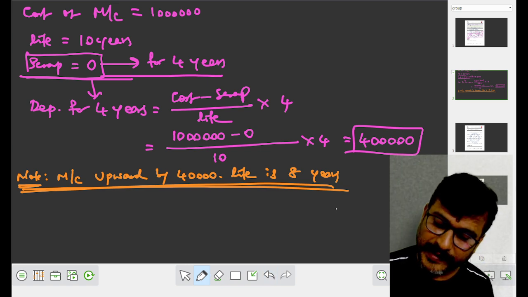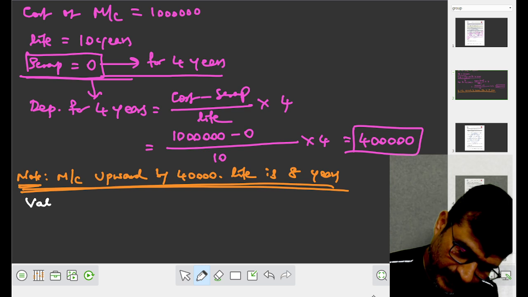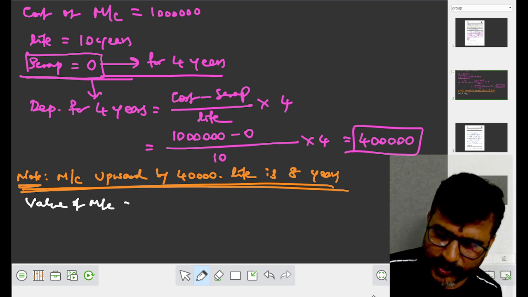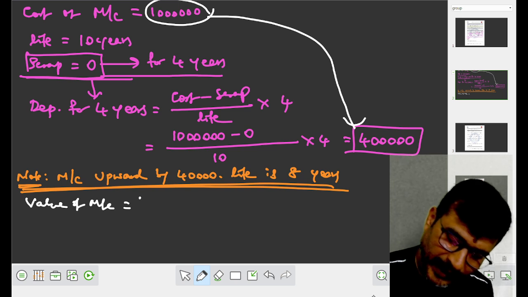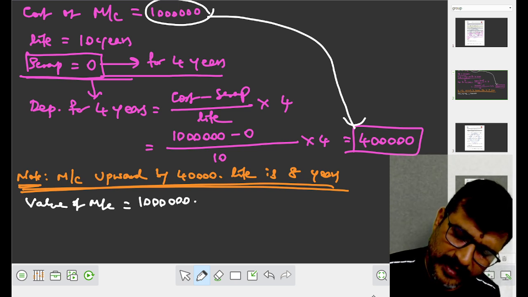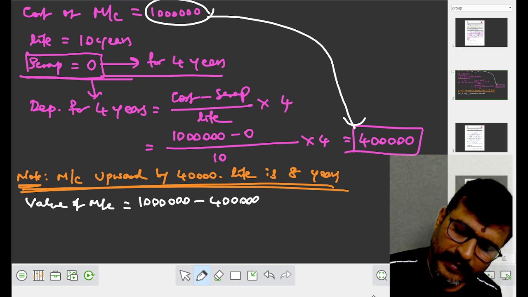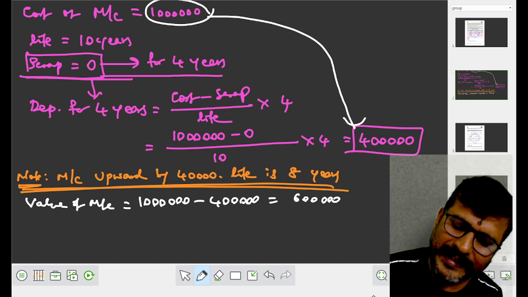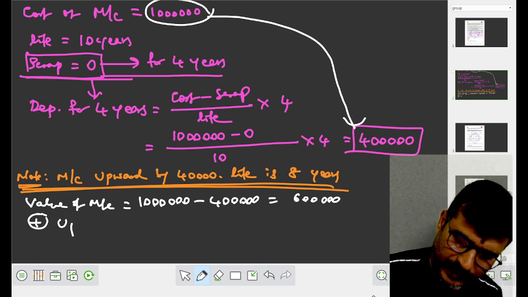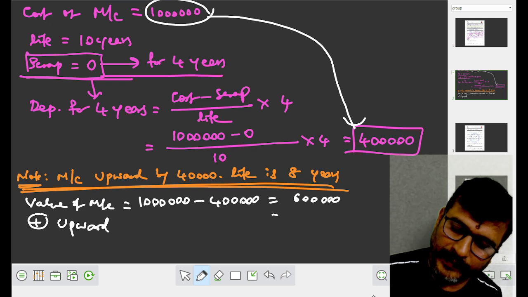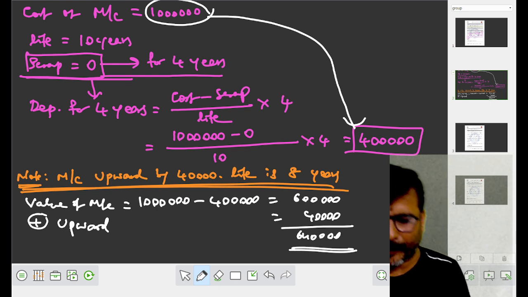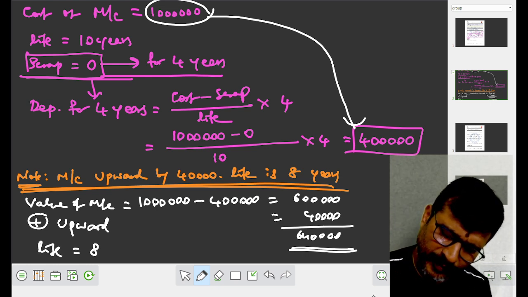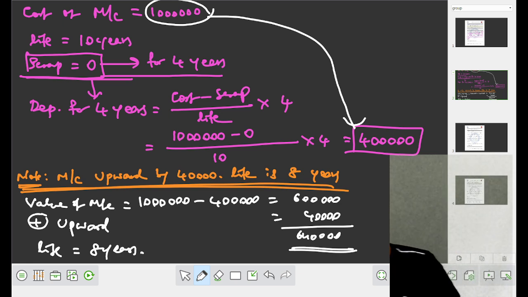Okay. Now we have to ascertain the value of machinery, right? Value of machinery, how much? Out of 10 lakh, subtract this 4 lakh depreciation for the first 4 years. So we are getting 6 lakh, plus upward, add it. 6 lakh 40,000. Downward means subtract it. Now, how much life is assessed? Life is assessed 8 years.